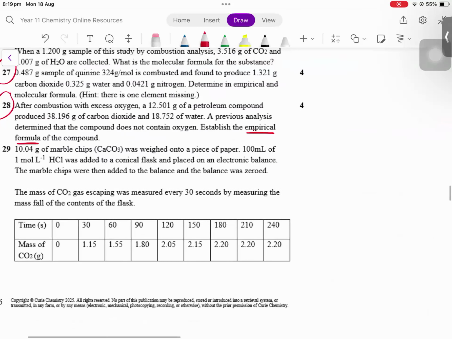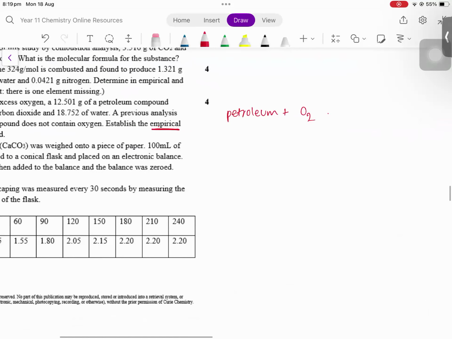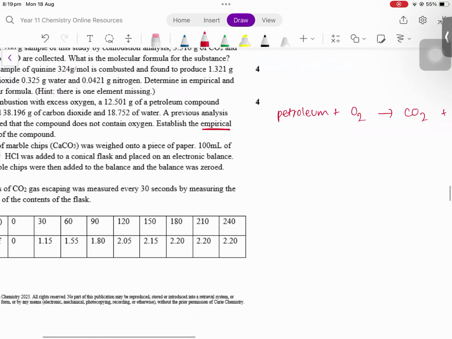So we don't know what the petroleum is. I'm just going to go petroleum. After combustion with excess oxygen, so I'll put O2 here, and then carbon dioxide, CO2 plus H2O. So I'm going to present to you the information in the question. You know that you're going to have to get to moles somehow. Did I say it's the moles of the compound or the moles of each element? Let's make a note here so that you can remember. Moles of what?